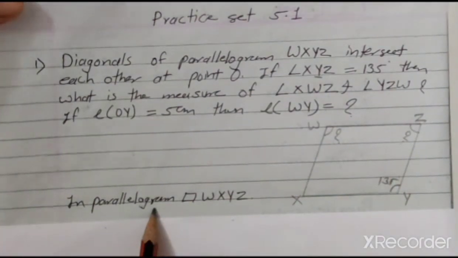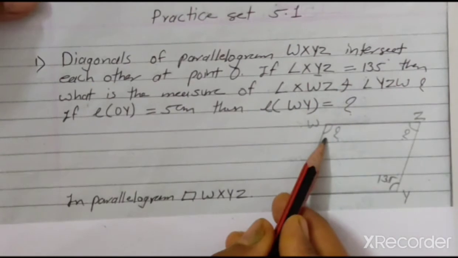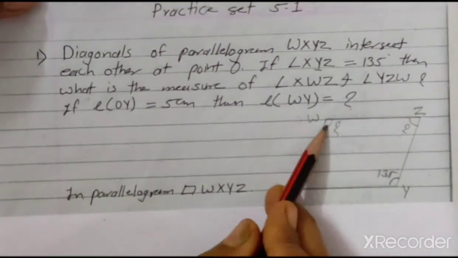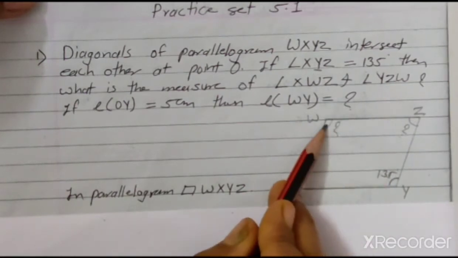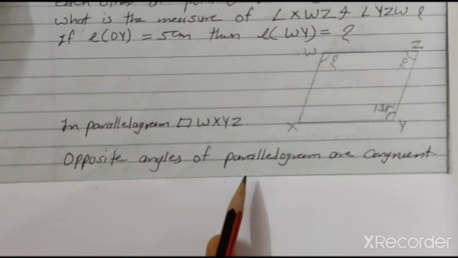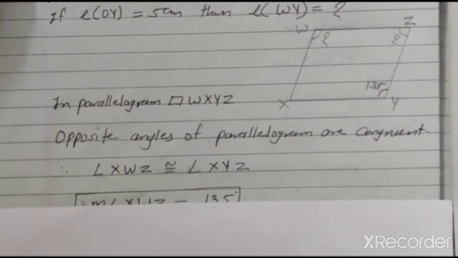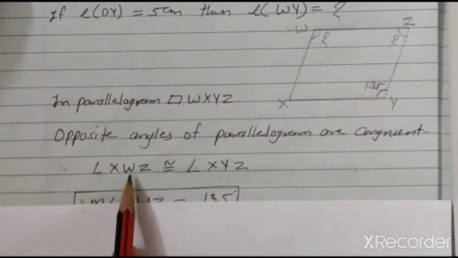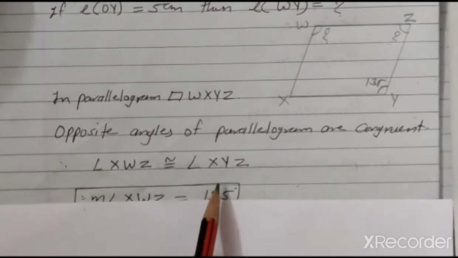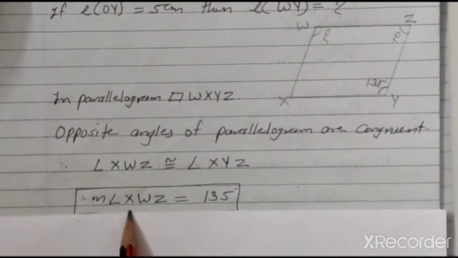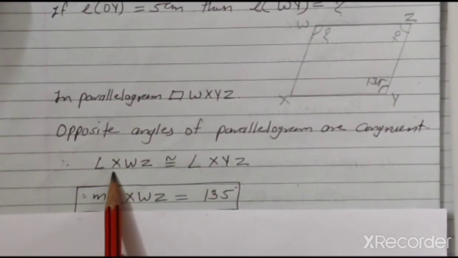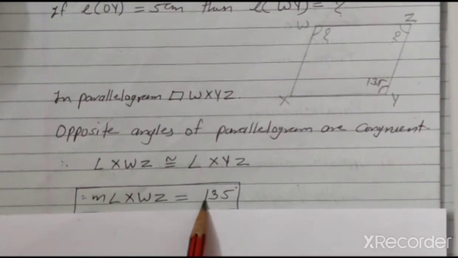So in this parallelogram, first we are finding out the measure of angle W. From this figure you can see both these angles are opposite angles. So by using this property these two angles are congruent. Here measure of this angle is given which is equal to 135. Therefore this measure XWZ is equal to 135.